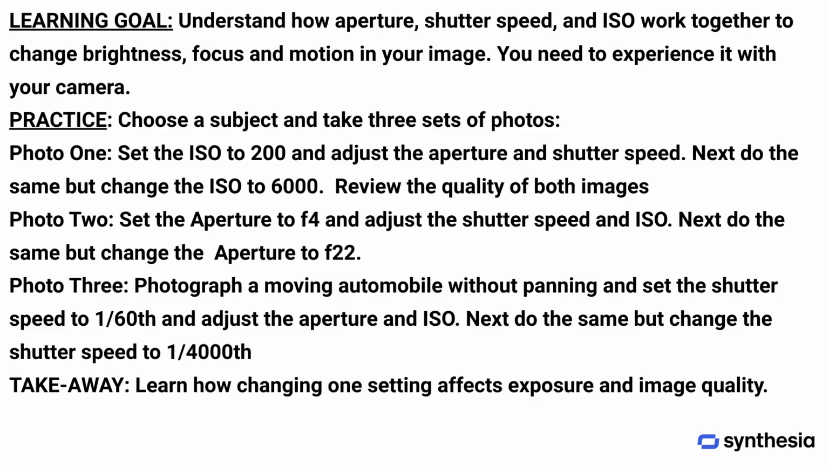Photo 3. Photograph a moving automobile without panning and set the shutter speed to 1/60th and adjust the aperture and ISO to the center point in your light meter. Next, do the same, but change the shutter speed to 1/4000th. Review the focus of your subject of both images.